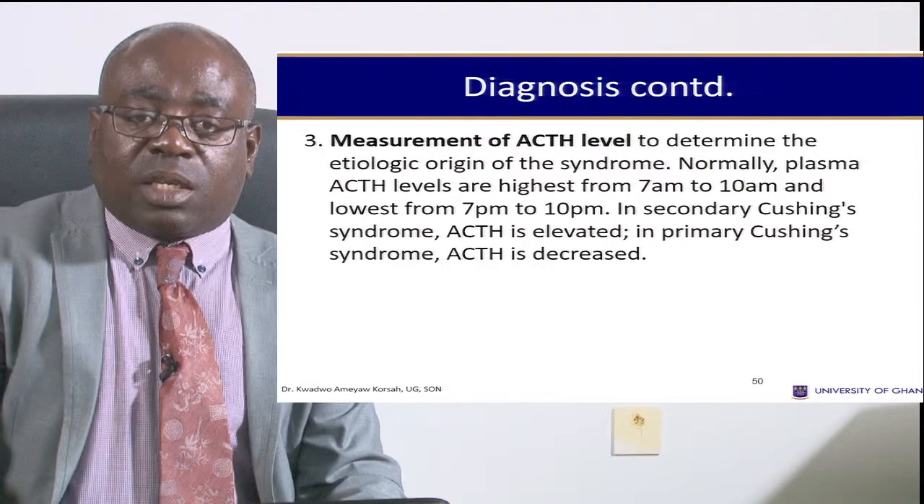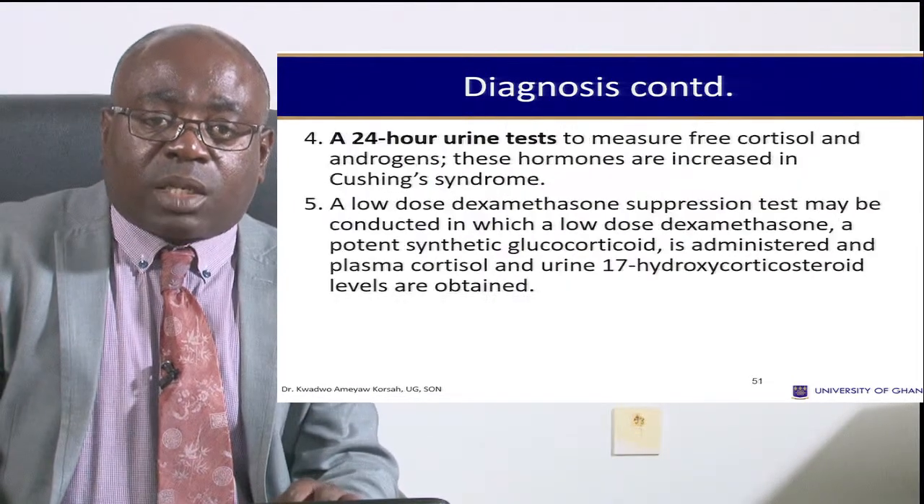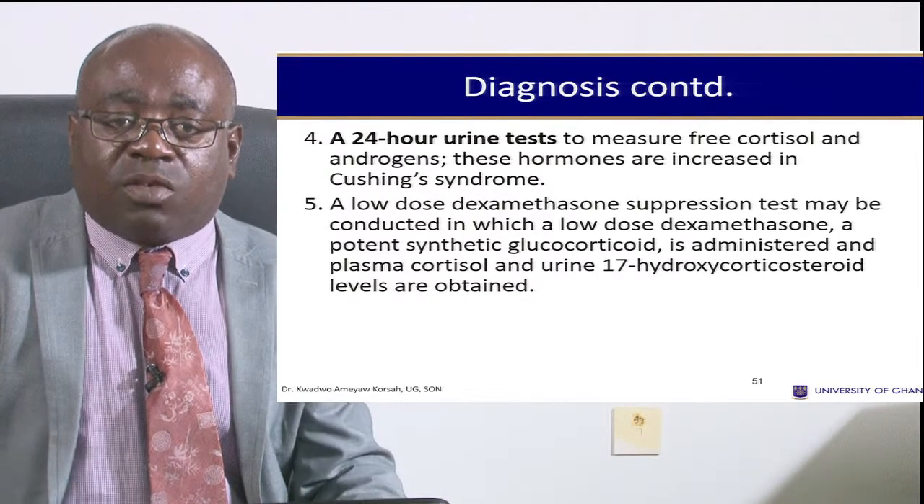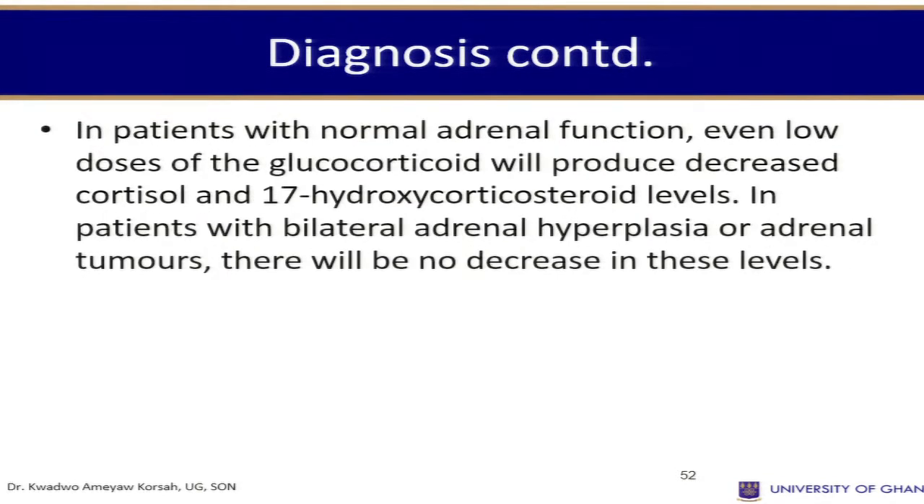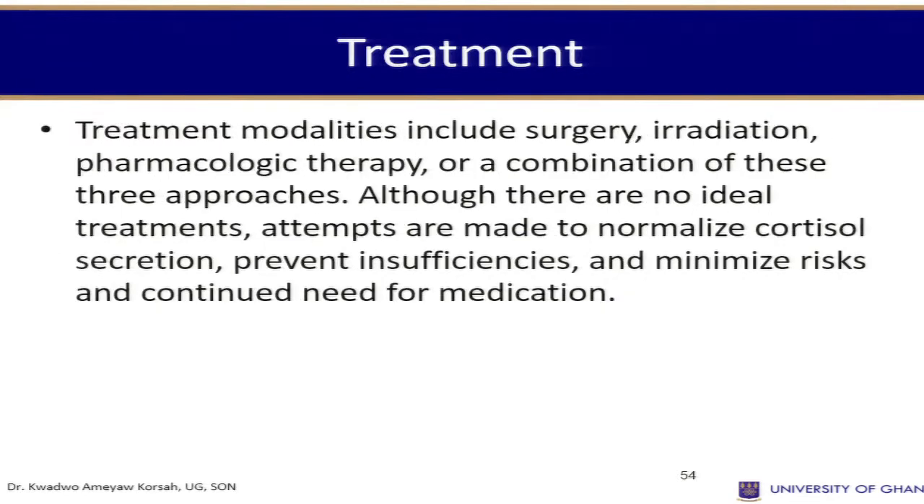And the measurement of ACTH levels to determine the etiologic origin of the syndrome is also very, very important. And then a 24-hour urine test can also be done to measure free cortisol and the androgens, and these hormones are increased in Cushing syndrome. And then other tests can also be done. The diagnosis of this syndrome includes an increase in serum sodium and blood glucose levels, and then decreased concentration of potassium, and the disappearance of lymphoid tissue. A scan film, chest x-ray, and CT scan are also used to localize tumors in suspected organs, including the pituitary.